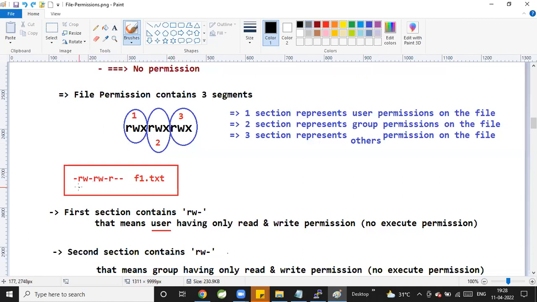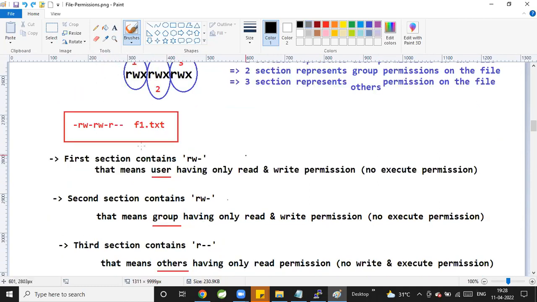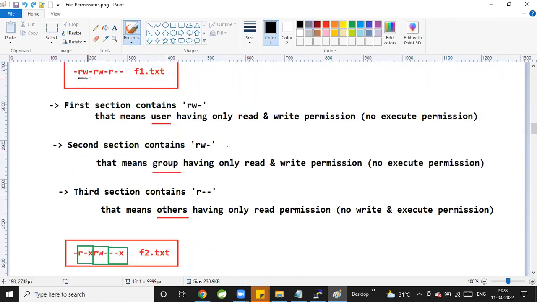Now I have given this use case. Hyphen, RW hyphen, RW hyphen, R double hyphen, F1.txt. First section contains RW hyphen. That means read, write for user, no execute. Second section RW hyphen. That means for group also read, write, no execute. Third section R hyphen hyphen. Read permission, no write and execute permissions for others.